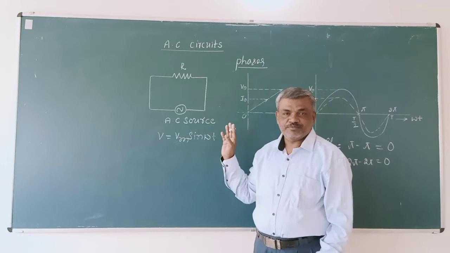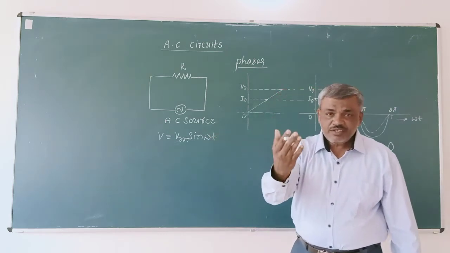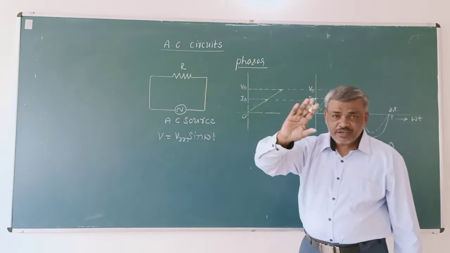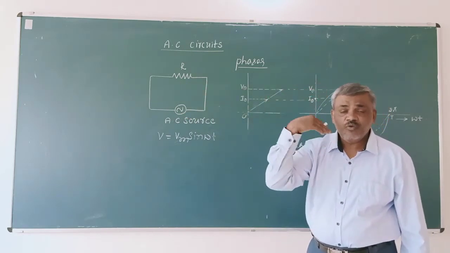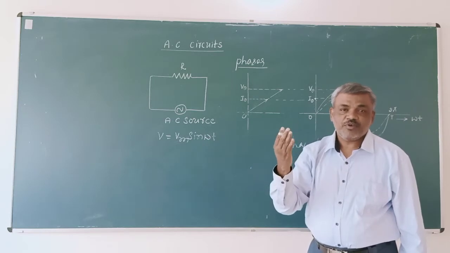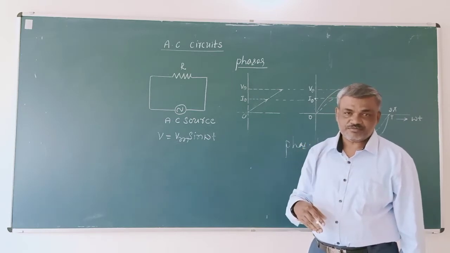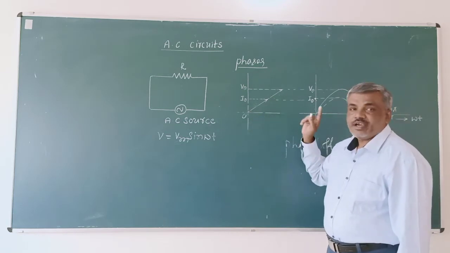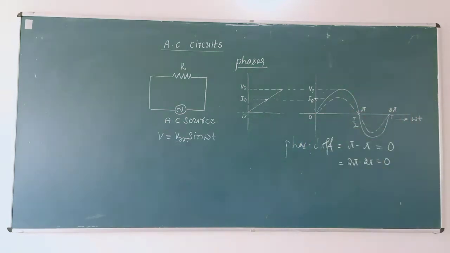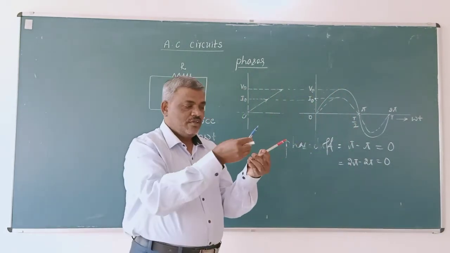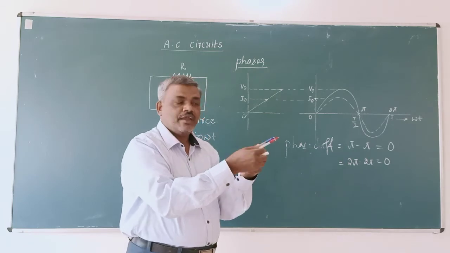T is time. The alternating source is applied to a pure resistor in that circuit, and the current and voltage vary with time according to a simple harmonic sine function. Now we have an example here, a voltage line and a current line. The red line is the voltage, and the blue line is the current.